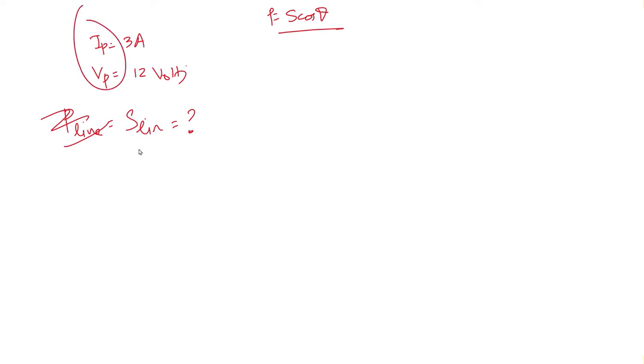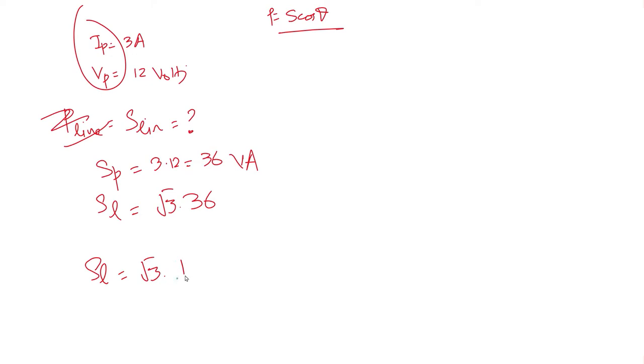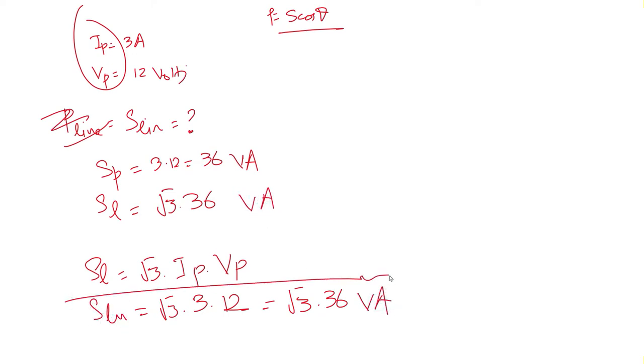So first, if we calculate the phase power, S phase would be equal to 3 into 12, which is 36 volt ampere. S line would be equal to under root 3 into 36. Similarly, if we want to calculate it using this particular method, S line would be equal to under root 3 IP Vp, which is again the same thing, under root 3 into 36 volt ampere. So this is our S line.